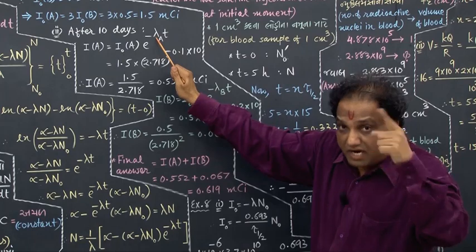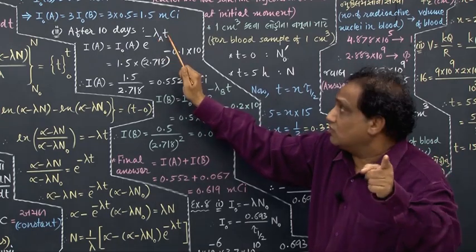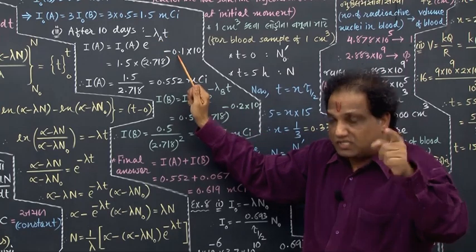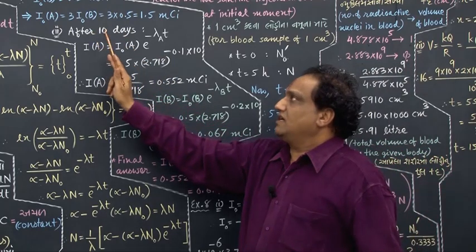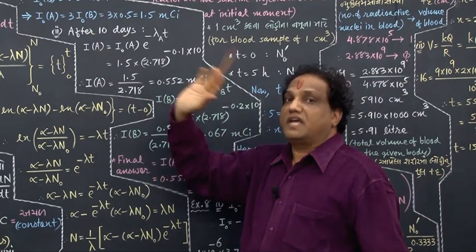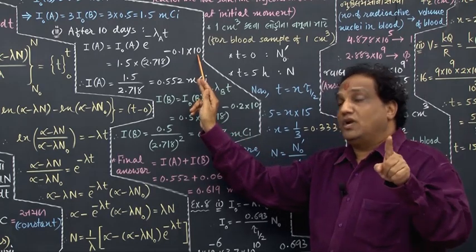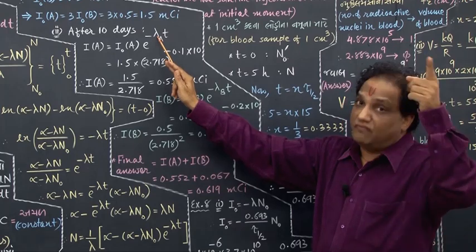Lambda you are taking in minute inverse, T should be taken in minute. Lambda you are taking in second inverse, T should be taken in second. Right now lambda is given to you as 0.1 day inverse, then this time must be taken in day, and that is why they have given 10 days. How many days? 10 days. The value may be any value, but the unit here you should retain as day only, because this you are taking in day inverse.